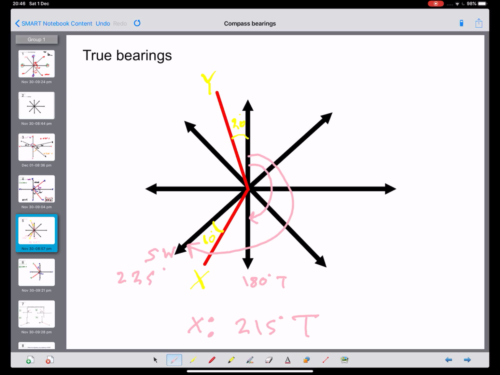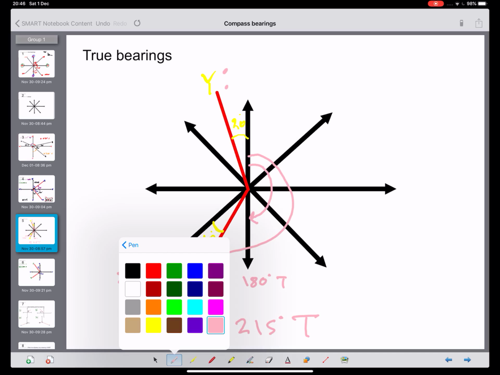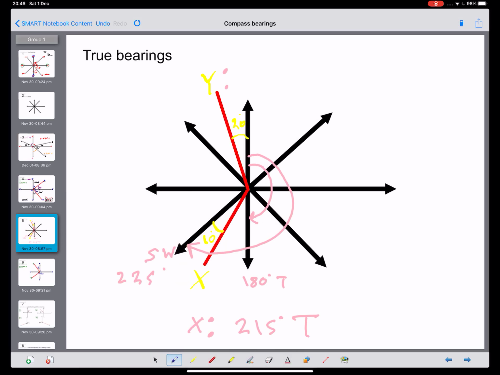Okay, the same logic for Y. Let's use a different colour to distinguish. Okay, I'm going to use blue, and I'm measuring clockwise. I'm going to go inside here. So I'm measuring clockwise there. So Y is 20 degrees from 360. So if we subtract 20 degrees from 360, we're going to get 340 degrees. Okay, nothing complicated there.